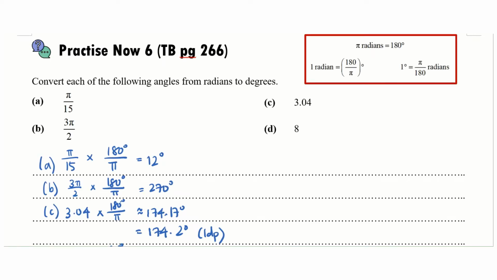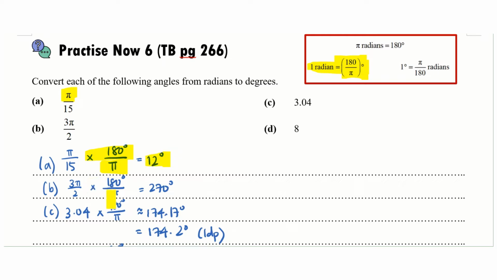Let us do some practice in trying to convert the following angles from radians to degrees. So in part A, we are given pi over 15, and whenever the question has pi inside it, we need to recognize that it is usually referring to radians measurement for the angle itself. So in order to convert this radians into degrees, we will take pi over 15 times 180 degrees over pi, because we know that 1 radian is 180 over pi degrees. So we see that we will get 12 degrees.